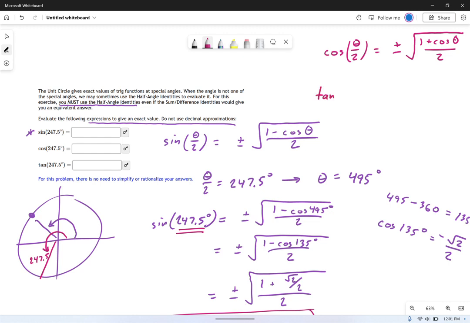And then tangent of theta over 2 is simply sine over cosine, which, if you work through the algebra, is going to come out to this: you get 1 minus cosine theta divided by 1 plus cosine theta. Okay, so otherwise everything else is going to be the same except that particular formula.